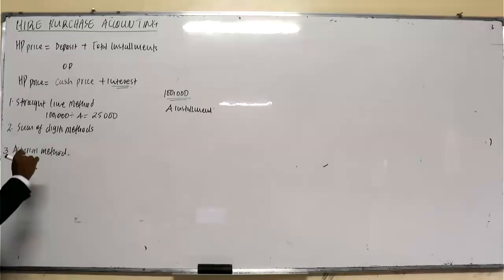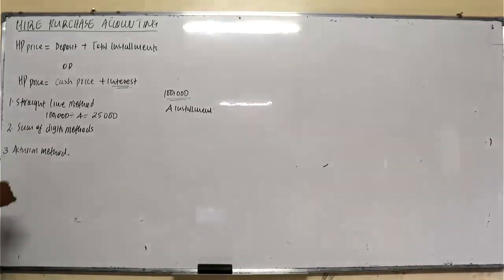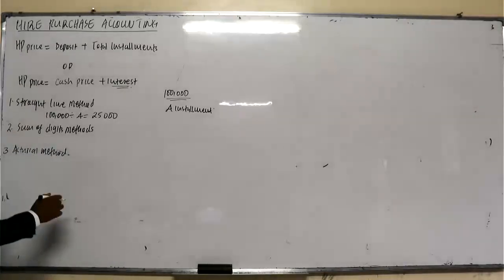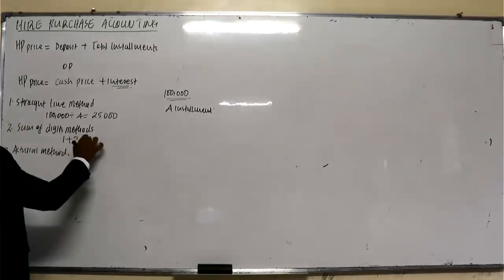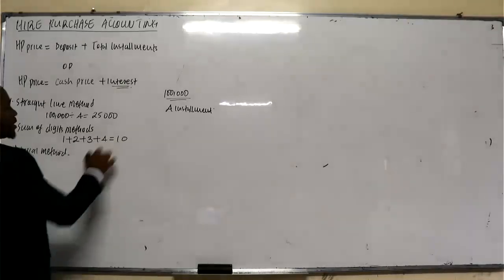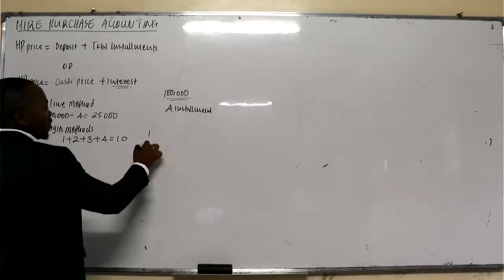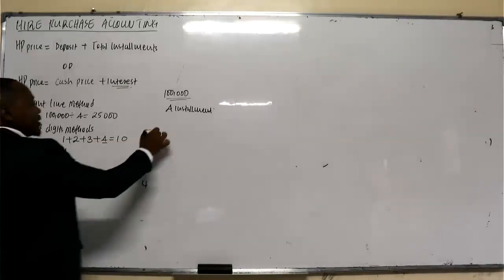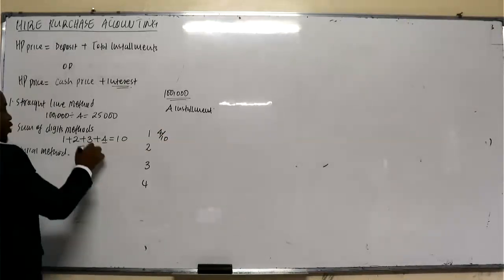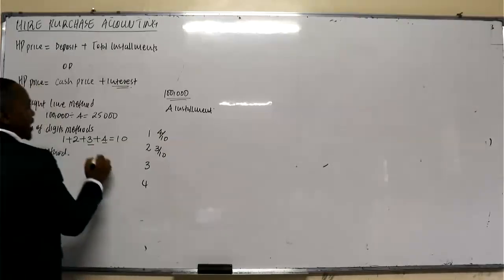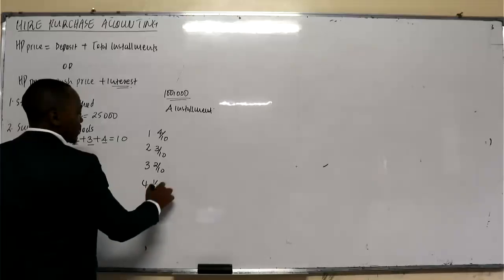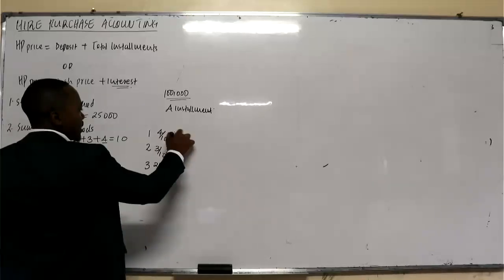And the sum of digits method, how do you allocate that interest? Now, in this case, you use the sum of the installments or the sum of the hire purchase payment period. That is, if the customer is to pay in 4 installments, sum of digits will take 1 plus 2 plus 3 plus 4, and you get 10. So first installment, second, third, and fourth. For the first installment, it will take 4 over 10. Second installment, you take 3 over 10. Third installment, you take 2 over 10. Fourth installment, 1 over 10. That's how the sum of digits works.